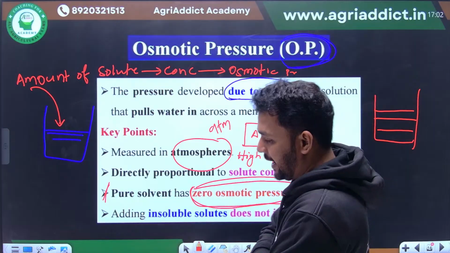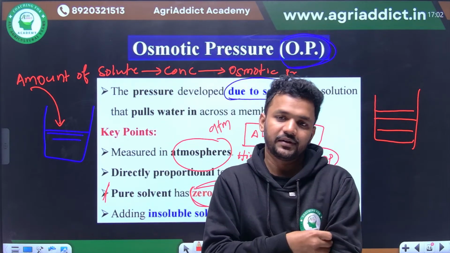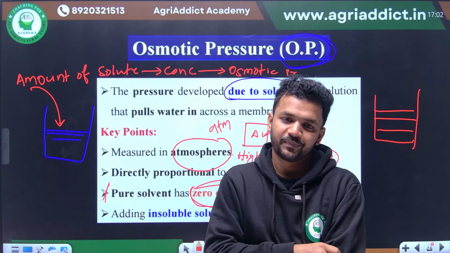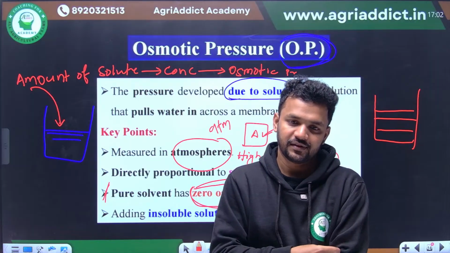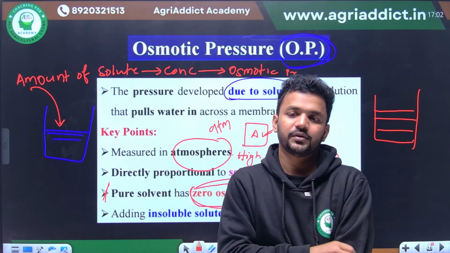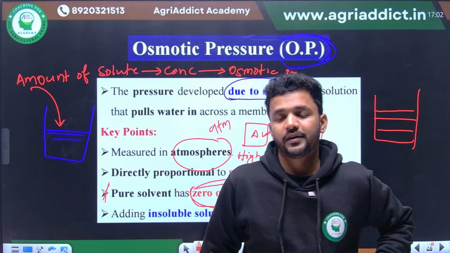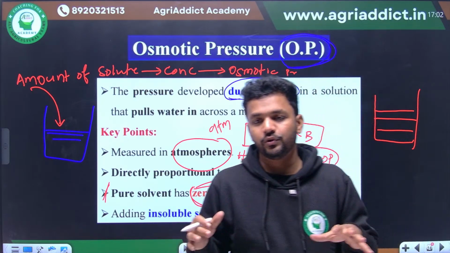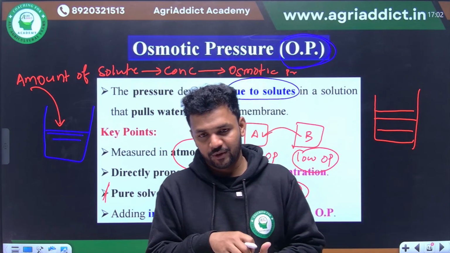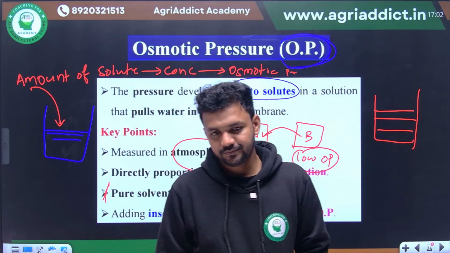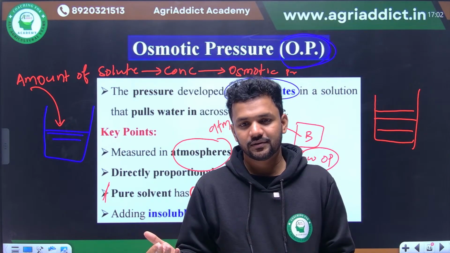Okay. And if we add an insoluble substance to water, what would happen to osmotic pressure? Yes, yes. It has no solute. That's why the solute potential is zero. Osmotic pressure is zero. If we add insoluble solutes to a solvent, what would happen to its osmotic pressure? It will increase, decrease, or remain the same, no impact.